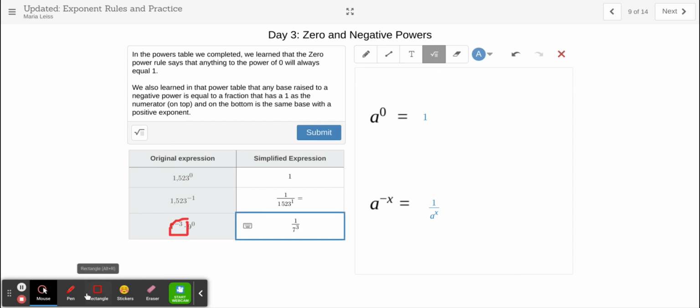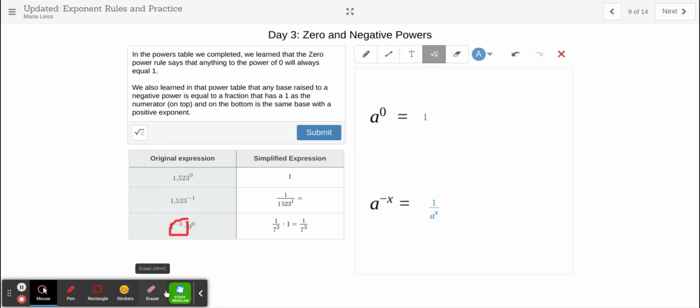Now, the next thing has a 9 to the 0 power. Well, 9 to the 0 power follows this rule, which is going to be the same thing as 1. If I do both of these together, 1 over 7 to the third times 1 isn't going to change. It's still going to be 1 over 7 to the third power.